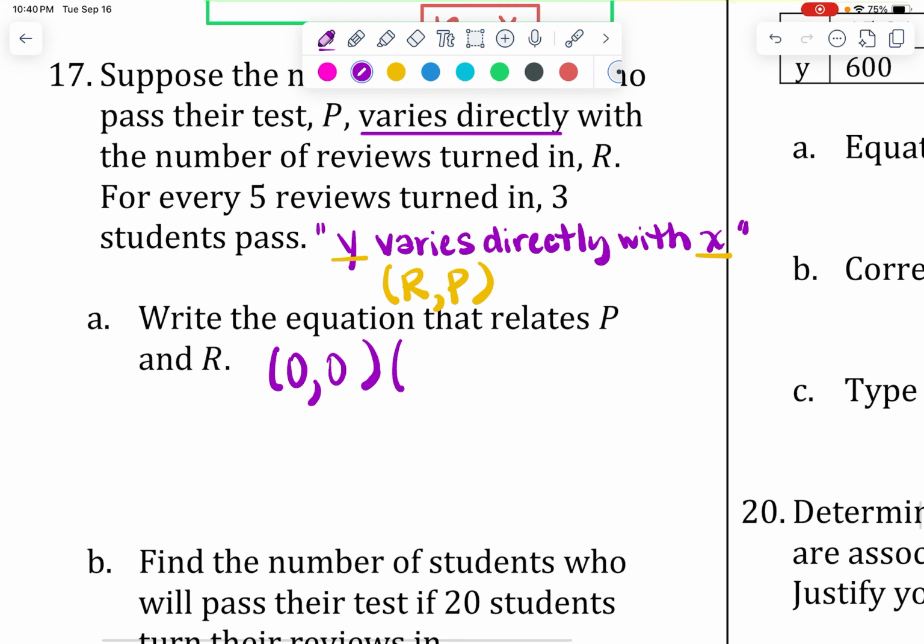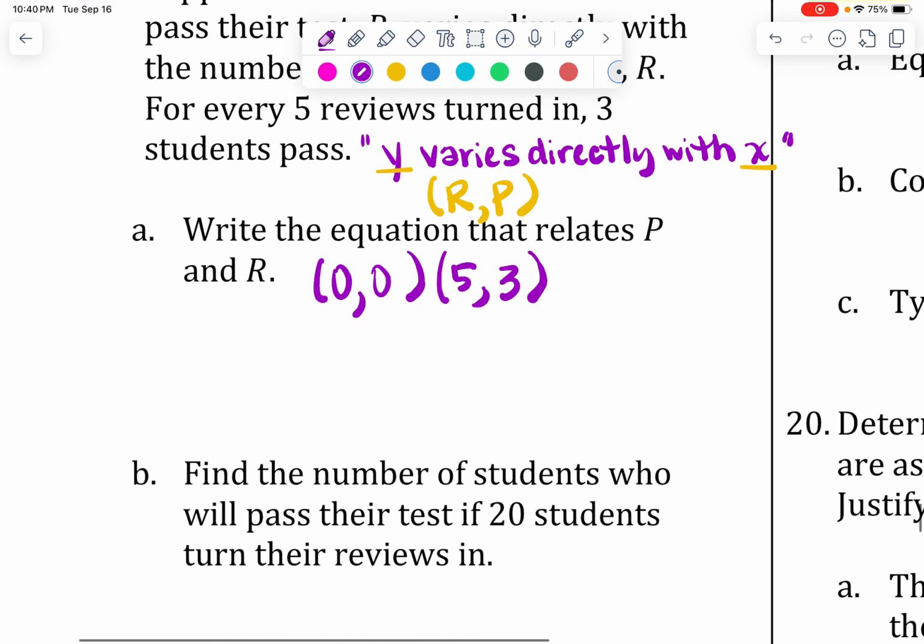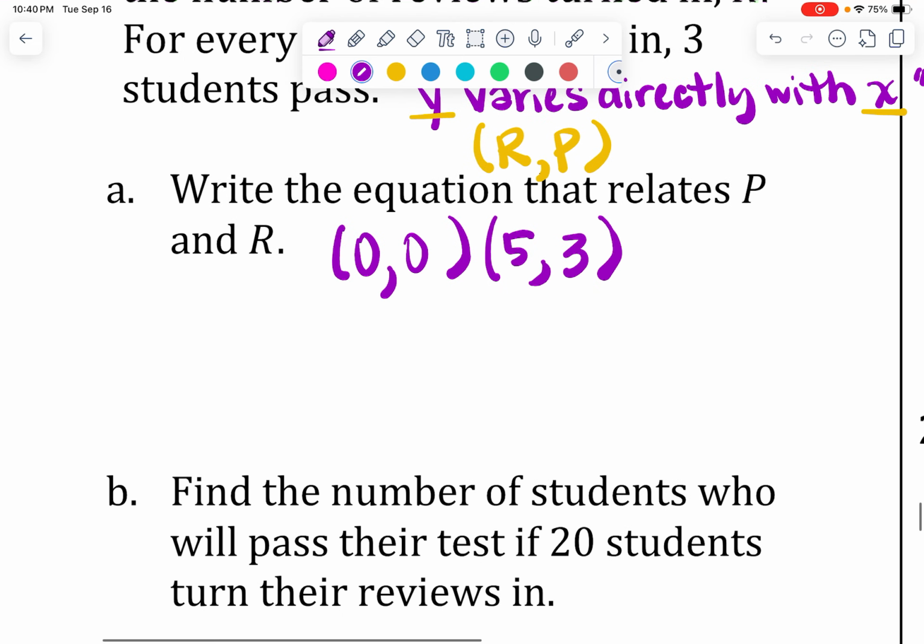Okay, well then they give us another point up here. It says for every 5 reviews, R is X. So I'm going to put the 5 here. For every 5 reviews turned in, 3 students pass. Okay, so passing is Y's, so 5, 3. All right, so you just have to know how to interpret the verbiage there. All right, well, let's go find our slope.